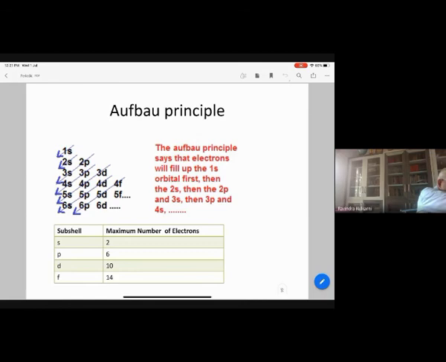But after 4S, it's not 5S. After 4S, it goes to 3D. So the third shell starts filling with D type of electrons. Then again in the fourth shell, there will be P electrons. Now, if the shell is 5, then there is a larger and larger discrepancy here. After 5S, there is no 5P, but it is 4D and then 5P and so on. So this is the Aufbau principle.